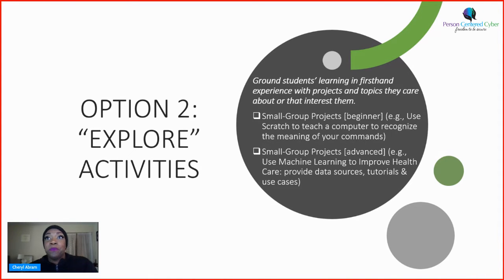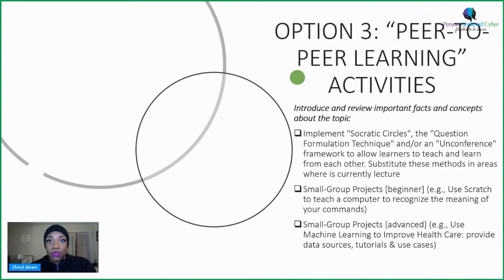Okay. Now the next one, option 3, peer-to-peer learning activities. We all know the research, there's so much stuff out there about how peers learn more and better from their peers, okay, versus a sage on the stage, or a teacher in front of the room, okay? Socratic circles are perfect for this. Small group projects.